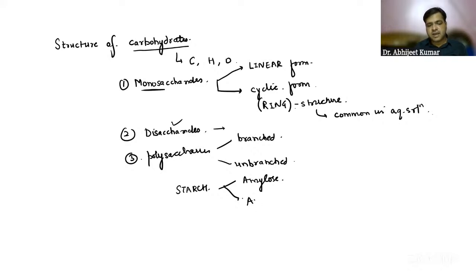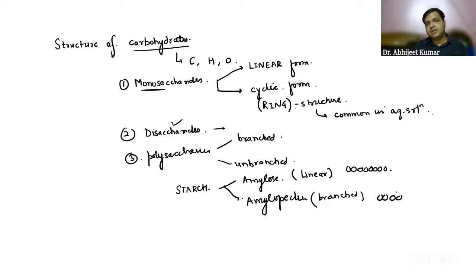Amylose and amylopectin. Now, guys, remember that amylose is basically a linear structure. Amylopectin is branched. It is a branch structure like this. So that is something that you have to remember over here.